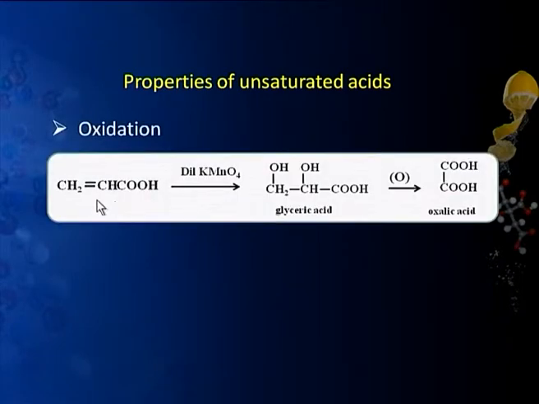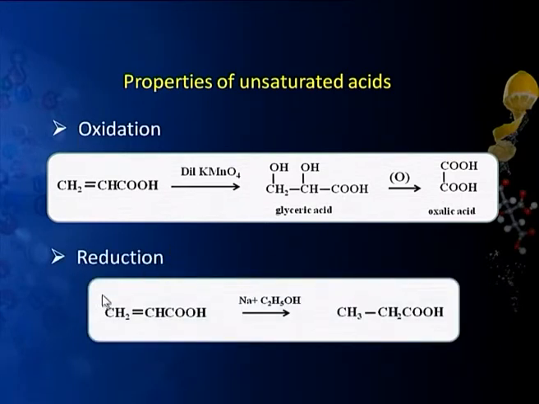Then oxidation. Now, the carboxyl group and the double bond can be oxidized. We can use oxidizing agents like KMnO4. Suppose it is propenoic acid, it is oxidized to glyceric acid, where the two carbons each get one hydroxyl after oxidation with KMnO4, and this on further oxidation is converted into oxalic acid.